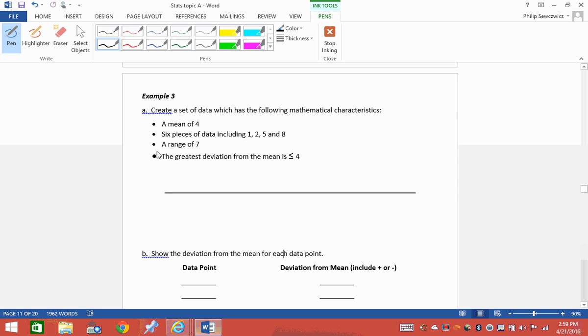So let's see what we got here now. We're going to create a set of data, which is the following characteristics. I got a mean of 4. I got 6 pieces of data, including 1, 2, 5, and 8. Okay, so I know I've got those. I wanted to count up from 1 to 8 there.